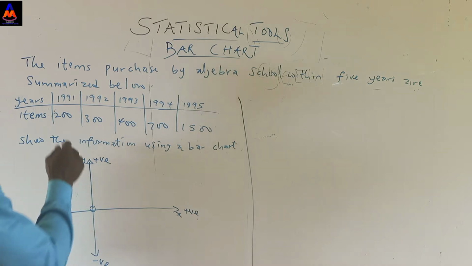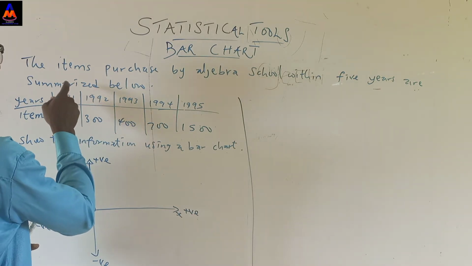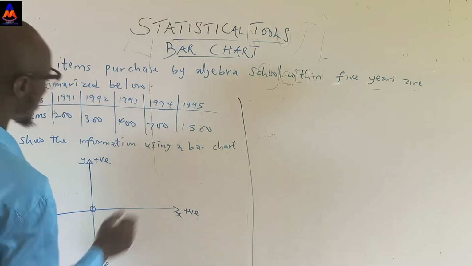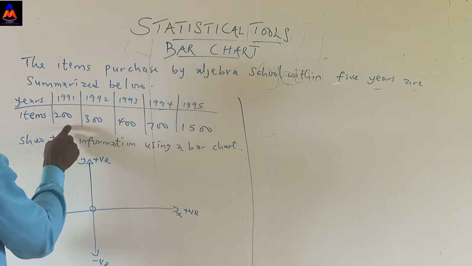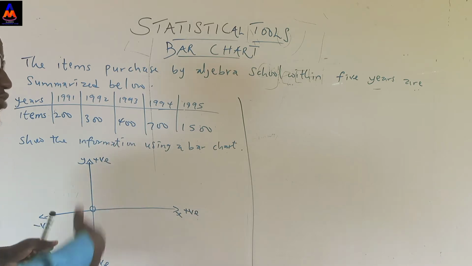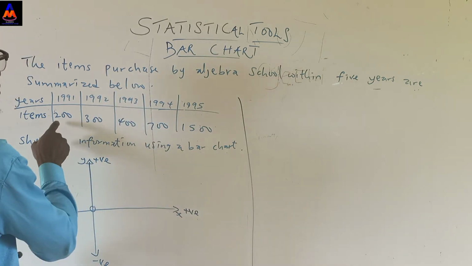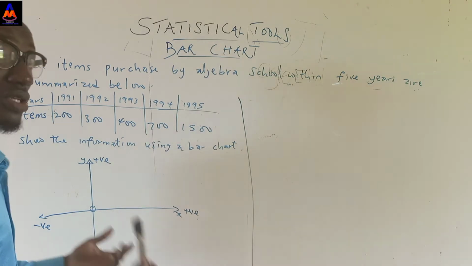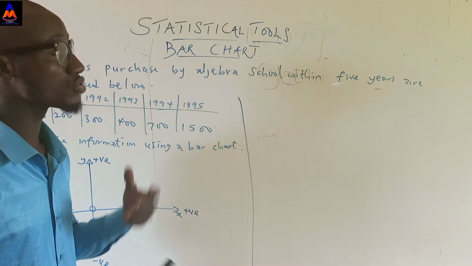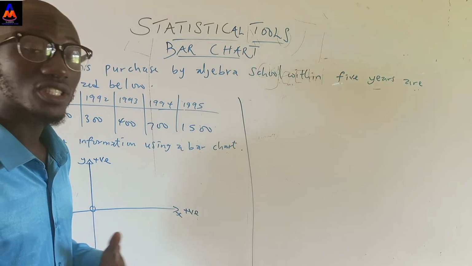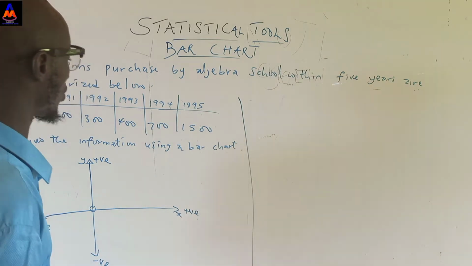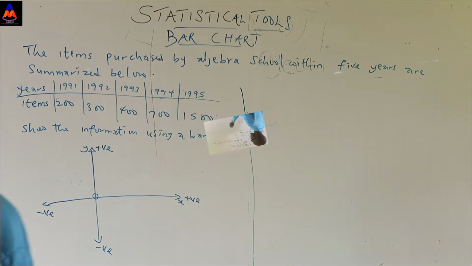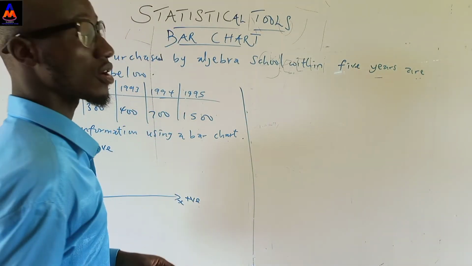So we need to vary our data. Your data will always be on the x-axis, which is the horizontal axis. Then your items purchased, which is the value that changes with time, will be on your y-axis, which is your vertical axis. If I have to plot it in a graph, we have to choose a scale. The maximum value we have here is 1,500.